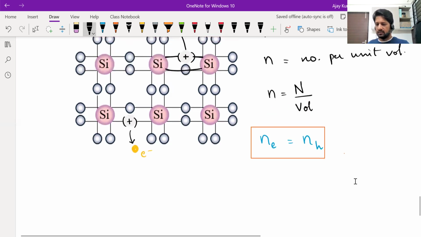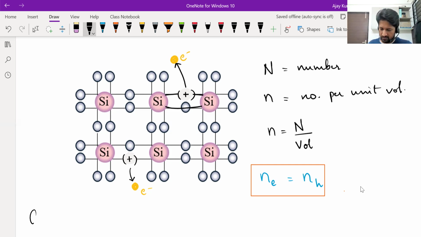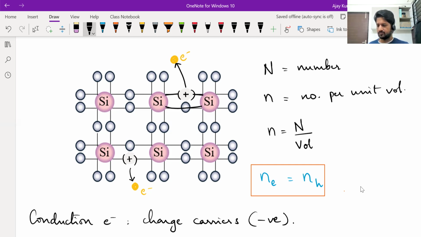So basically in intrinsic semiconductors, hole concentration will be equal to conduction electron concentration. Now see, these conduction electrons are free to move around. So they are called charge carriers. Conduction electrons are charge carriers. Obviously, they are negative charge carriers. Okay. What about holes? Now, hole is just a vacancy that has been created. It's not a particle, as I said. So that bond is lacking something there.